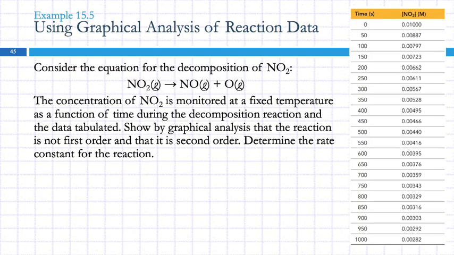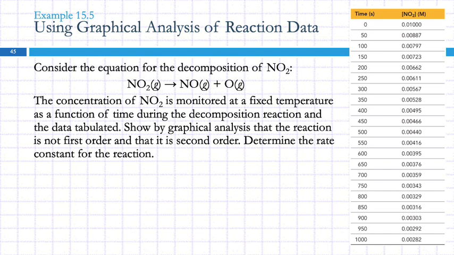So consider the equation for the decomposition of NO2. The concentration is monitored at a fixed temperature. So they didn't bother telling us what it is because we don't need to know. Measured as a function of time, and the data is tabulated. So here's the data. Wow, look at all those numbers. Show by graphical analysis that the reaction is not first order and that it is second order, and then determine the rate constant.